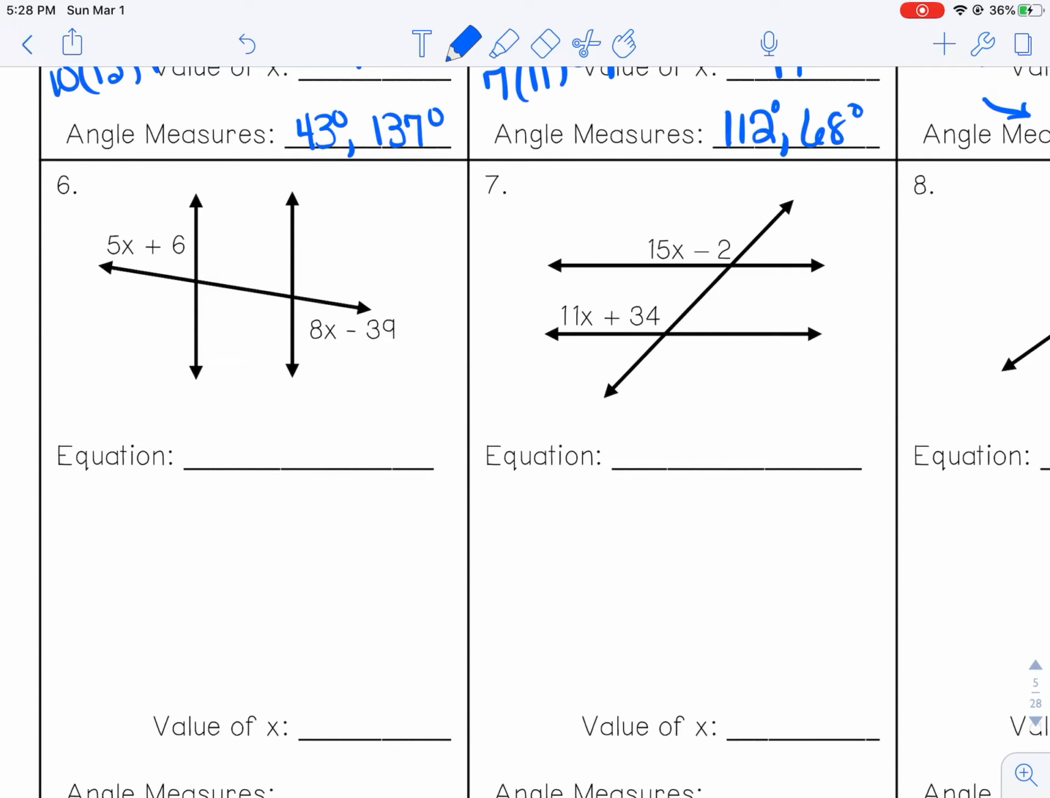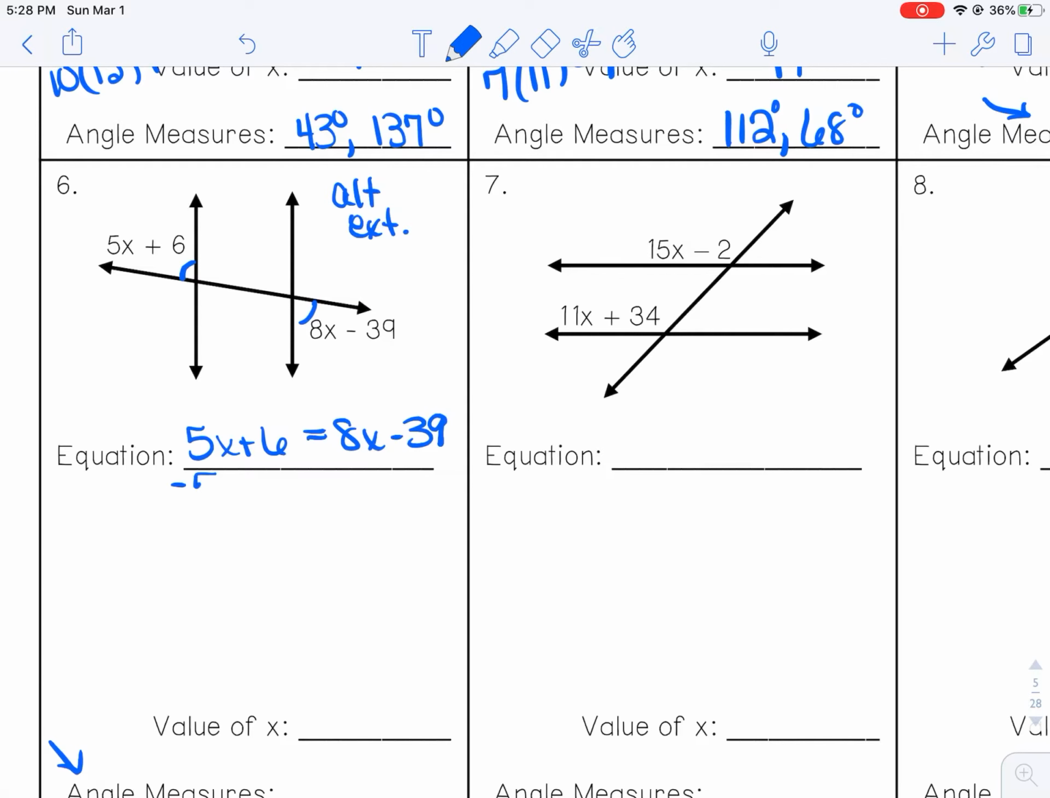Okay, on number 6, we've got alternate exterior angles on the exterior of the parallel lines. They're on opposite sides of the transversal, so you do have alternate exterior angles. They are congruent to each other, which means their expressions are going to be equal to each other, which means we should have the same kind of angle measures down here. So let's see if that works out.